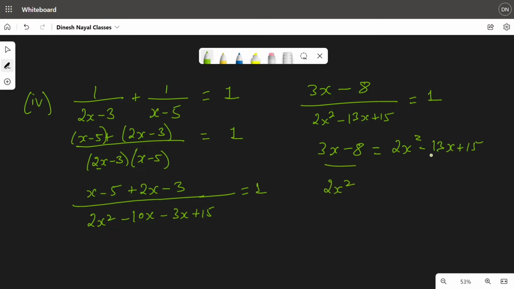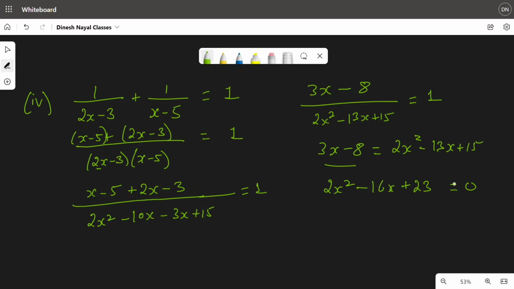So this is 2x square. Now minus, this is 3x, so this will become minus 3x. So minus 13x minus 3x is minus 16x. Similarly, minus 8 will become plus 8. 15 plus 8, that is 23. Plus 23 equals 0. So this is our quadratic equation.